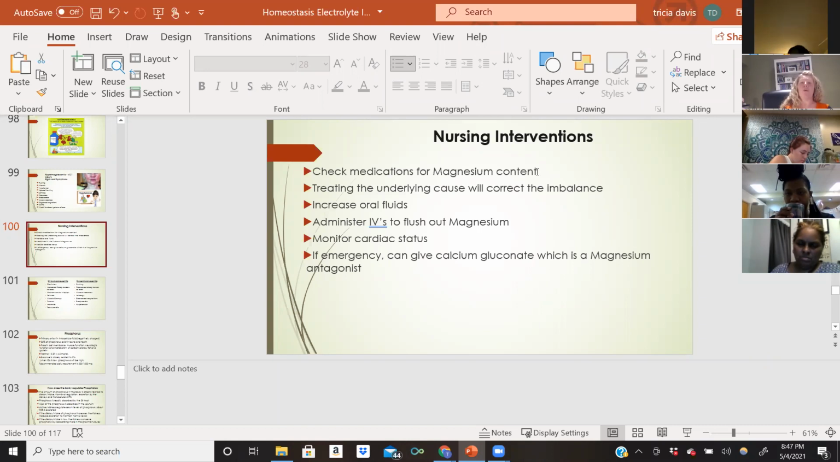You want to increase their oral fluid so you can decrease the concentration of the magnesium. You're going to administer IV fluids to flush out that magnesium. You're going to keep them on the telemetry monitor for cardiac status. And if it's an emergency, you can give calcium gluconate, because calcium gluconate is a magnesium antagonist.